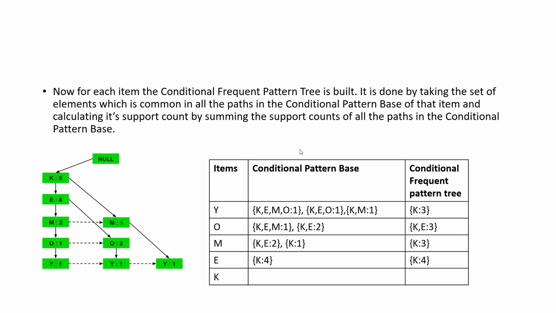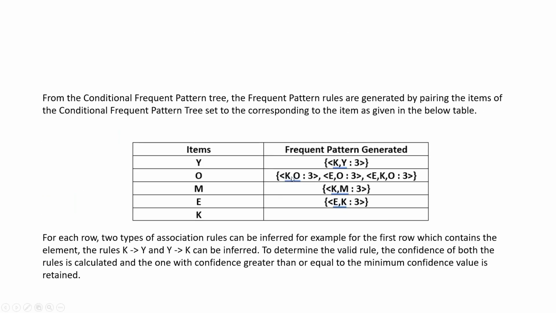So for O the frequent patterns will be a combination of all those items, that is, K, E and O should be there each and every time. So one pair can be KO with count 3, one pair can be EO with count 3, and one pair can be all the elements KEO with count 3. Is it clear? This is the last step. After this, you will just generate the rules.